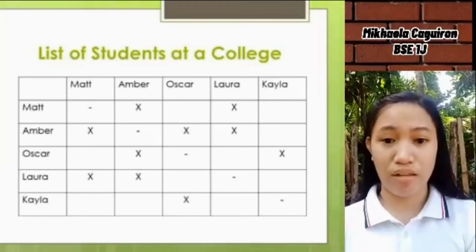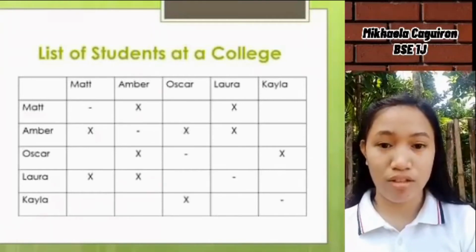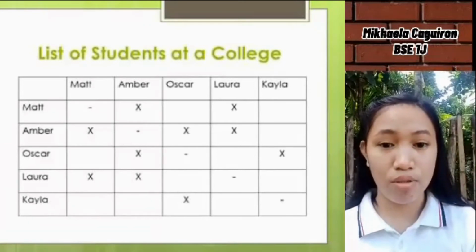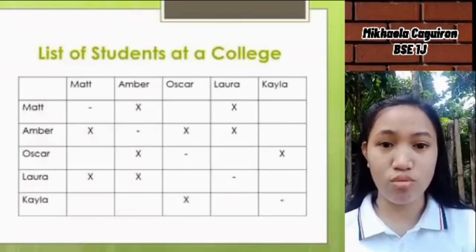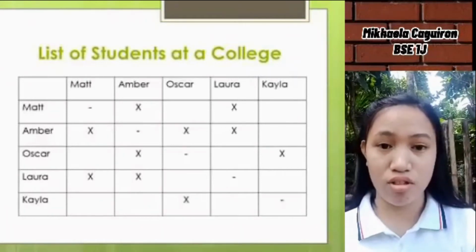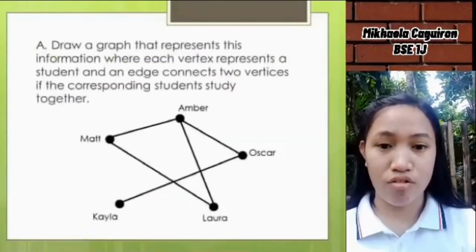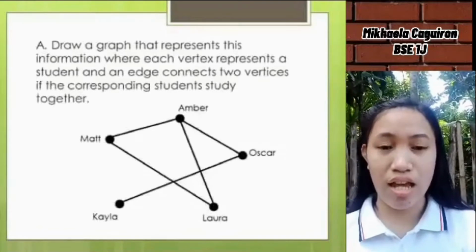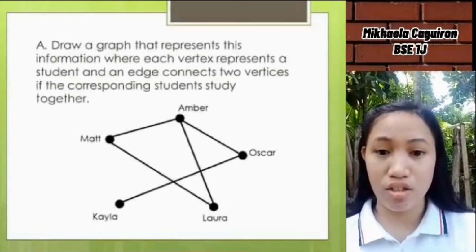This video will explain and cite an example in constructing a graph. The following table lists 5 students at a college: Matt, Amber, Oscar, Laura, and Kyla. An X indicates that these 2 students participate in the same study group this semester. A: draw a graph that represents this information, where each vertex represents a student and an edge connects 2 vertices if the corresponding students study together.